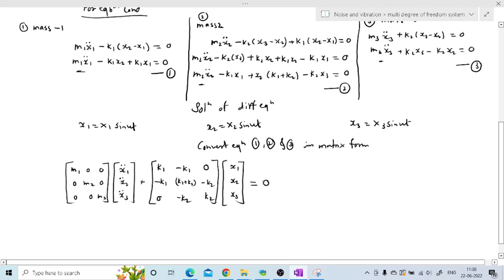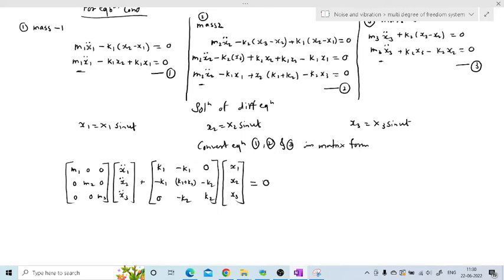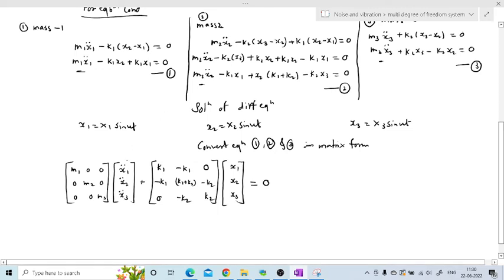Now how to write an equation again from this matrix form? First row into column plus first row into column equal to 0 will provide you the first equation. How to write the third equation? Third row into column plus third row into column will be your equation. Now this is the equation of motion.